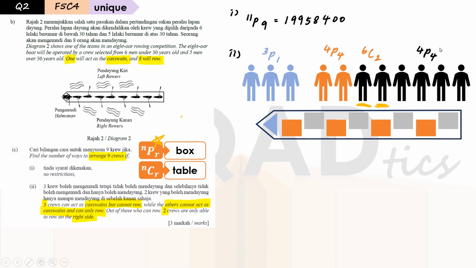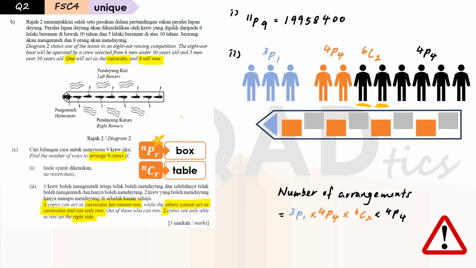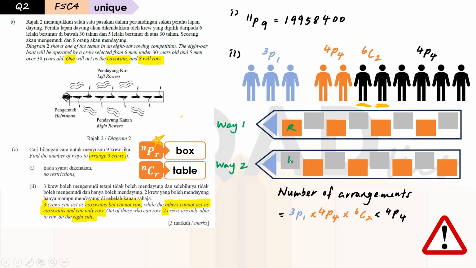Alright, so now once we have all the permutations and the combinations already, then we can find the number of arrangements by just multiplying all these 4 numbers. Okay, so this is the tricky part which I also missed out. So actually, if you see this arrangement, the first rower is actually the right rower. But what if the first rower can be the left rower first?